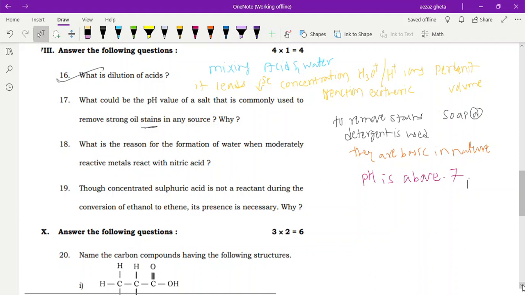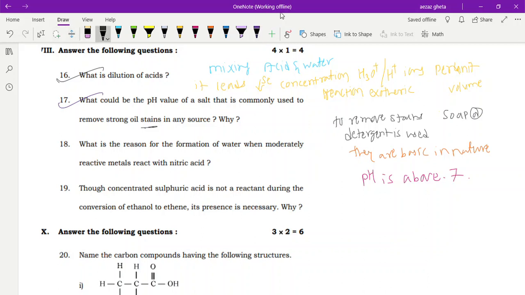To remove any oily stains, we are using what? Soap or detergent, and they all are basic in nature, and if they are basic, the pH should be above 7. Fine. Because see what could be the pH? pH is above 7. Okay, they are commonly used to remove strong oil and stains, because the soap and detergent we are using are basic in nature.